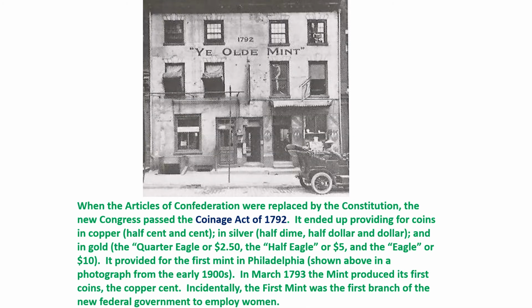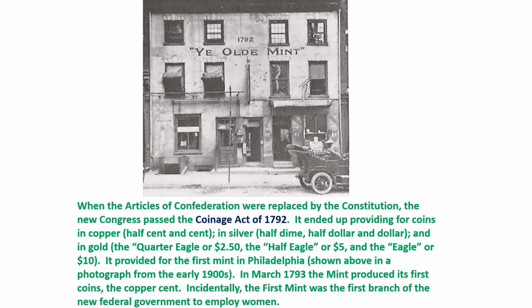When the Articles of Confederation were replaced by the Constitution, the new Constitutional Congress passed the Coinage Act of 1792. This is after the Articles of Confederation, as I say, but I'm going to go ahead and talk about it here. It ended up providing for coins in copper, the half cent and cent, in silver, the half dime, half dollar, and dollar, and in gold, what they called the quarter eagle, which was worth $2.50, the half eagle worth $5, and the full eagle, which was worth $10.